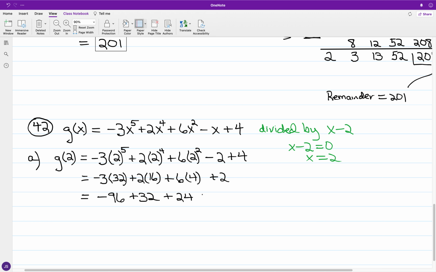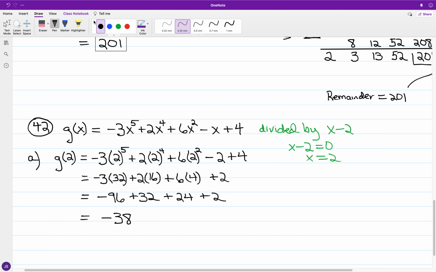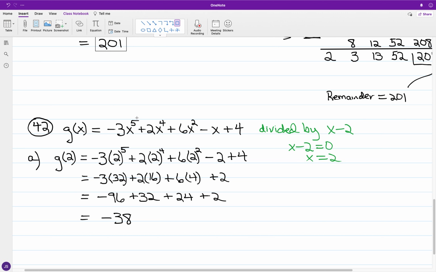Plus 24 plus 2. Okay, so for what we're going to have in the mix, we got negative 96, so that negative amount is going to outweigh the total of the positive numbers. And so we have negative 96 plus 32, that will be negative 64. Negative 64 plus 24 is negative 40, and then in turn negative 40 plus 2 will come out to negative 38. Okay, so we had the estimation of the remainder to be negative 38 through the remainder theorem pathway.